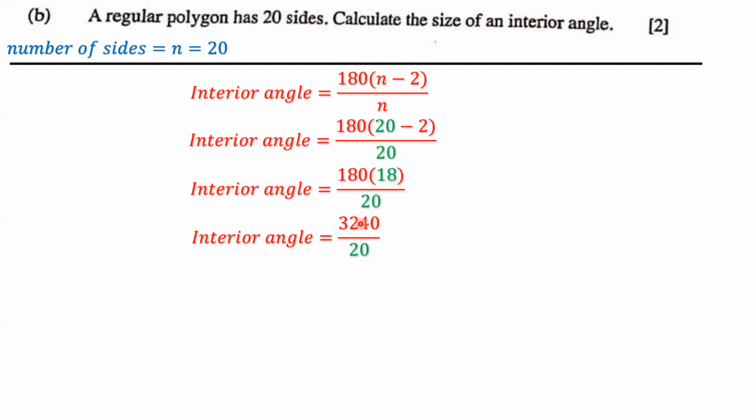And so it's going to be 3,240 all over 20. All right, so let's move on. So it's going to be 3,240 divided by 20. It's going to be equal to 162. So if we know that the number of sides is 20, then we know that the interior angle is going to be equal to 162 degrees. Okay, let's move on to the next question.